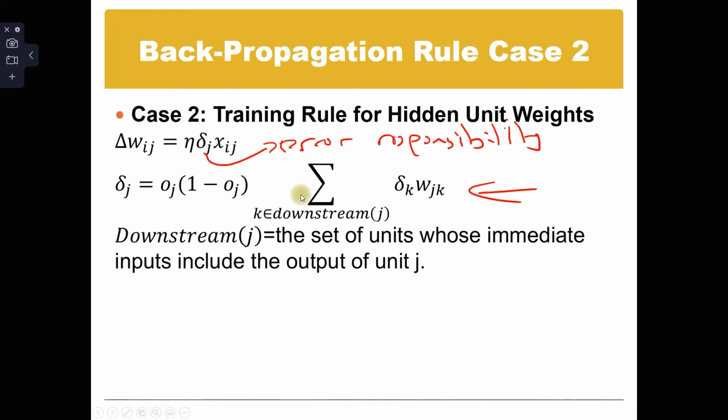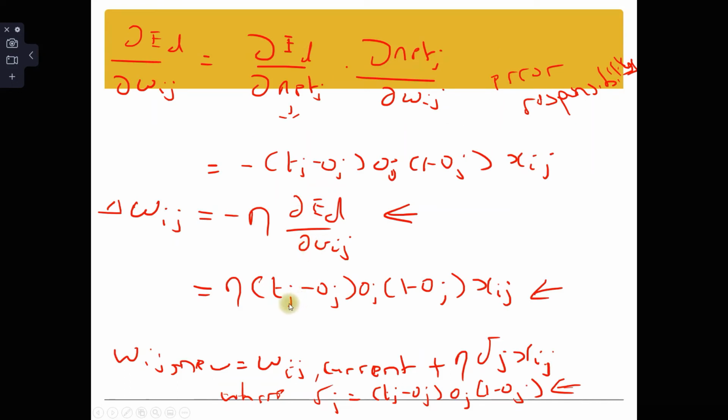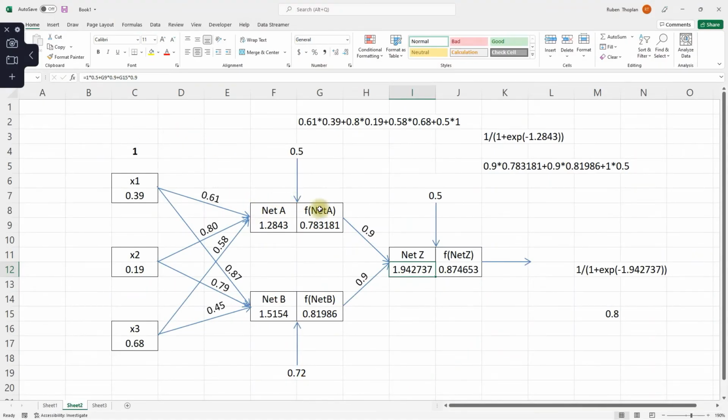The error responsibility for node Z, as we just saw earlier, is computed because we are updating only the weights connected to the output node. Bear in mind, I just want to remind you, these are the weights that we are updating, the 0.9, the 0.9, and the 0.5. All the others are not part of this update for the time being. We are referring only to 0.9, 0.9, and 0.5 that are being updated using that rule.